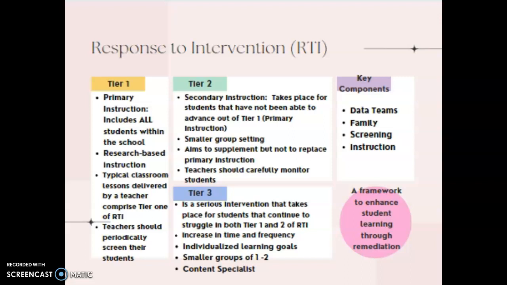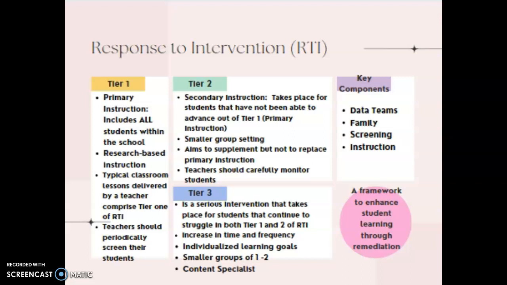Teachers reinforce basic concepts. For example, students may be deficient in basic mathematical operation skills, so this aims to supplement but not replace primary instruction. Teachers should carefully monitor students in Tier 2. These students need extra attention from their teachers.